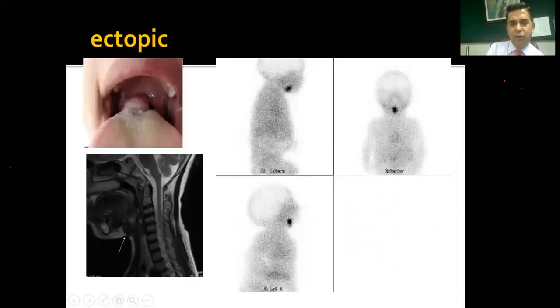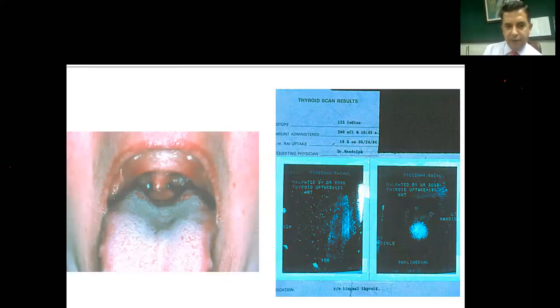There is another very interesting condition when you see some swelling on the dorsum of the tongue, and you're not sure what it is. If you do a simple pertechnetate scan, you can find out that this is functioning thyroid tissue on the dorsum of the tongue, rather than some tumor or some other mass condition. And this is another dorsum of the tongue mass.